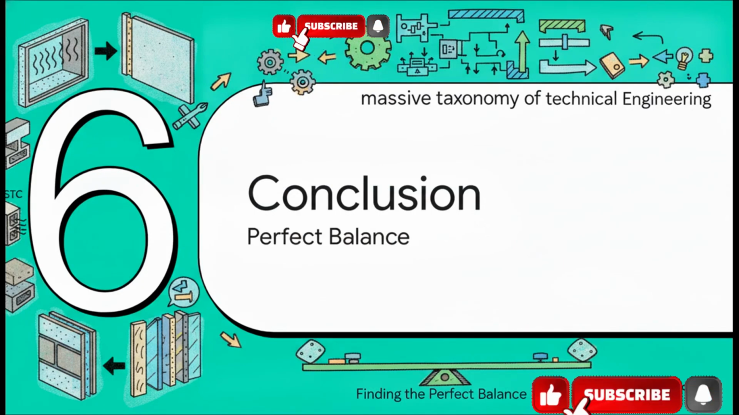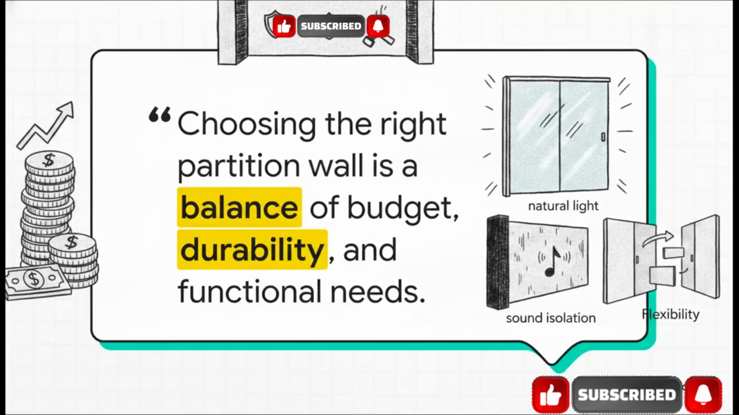Section 6. Versatility and conclusion. Finding the perfect balance. We've covered a huge amount of ground today, from ancient masonry to fully automated panels. But it really all comes back to this simple truth. Choosing the right partition wall is a delicate balance of your budget, your durability requirements, and your functional needs. There is no single best wall out there.